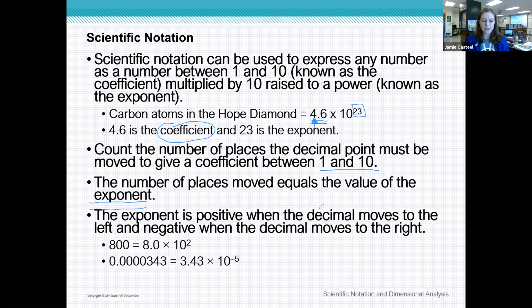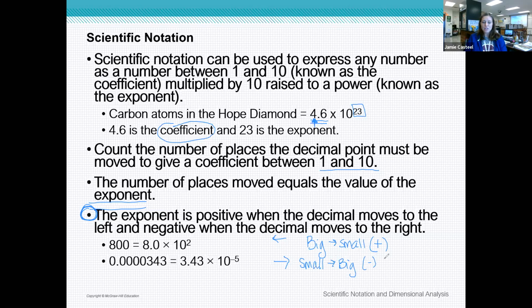All right, so here's the biggie. Make sure you get this, okay? Count your number of jumps. If you move the decimal to the left, so it started off as a big number and it's going to a smaller number, you're going to have a positive integer. If you're moving your decimal to the right, so it's going from a smaller number to a bigger number, your exponent's going to be negative.